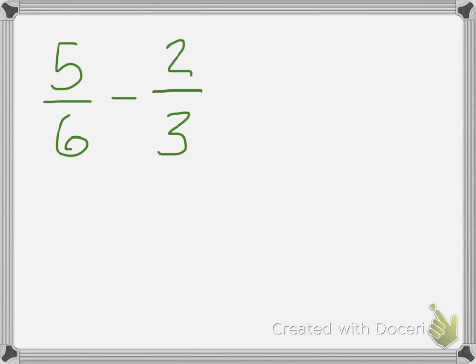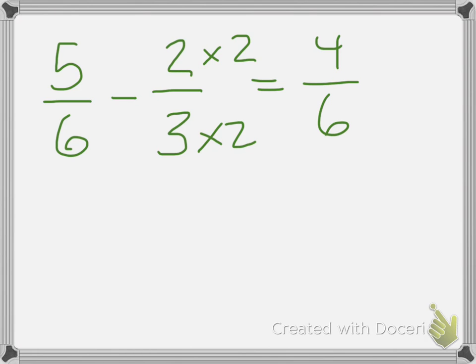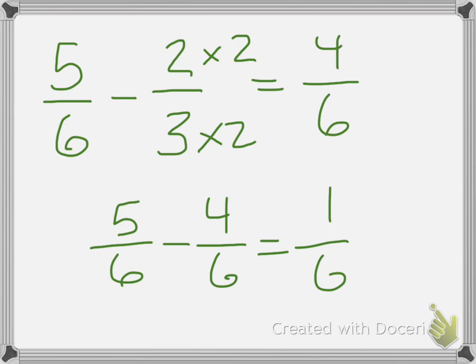We do the same for subtraction. 5/6 minus 2/3. We cannot subtract 2/3 from 5/6 until we have a common denominator. So can we change a 3 into a 6? And the answer is yes. We multiply both the numerator and the denominator by 2, and we get 4/6. Now we can subtract. 5/6 minus 4/6 equals 1/6. So far we haven't had to reduce, but lesson 4 kind of goes into the reducing part of it.